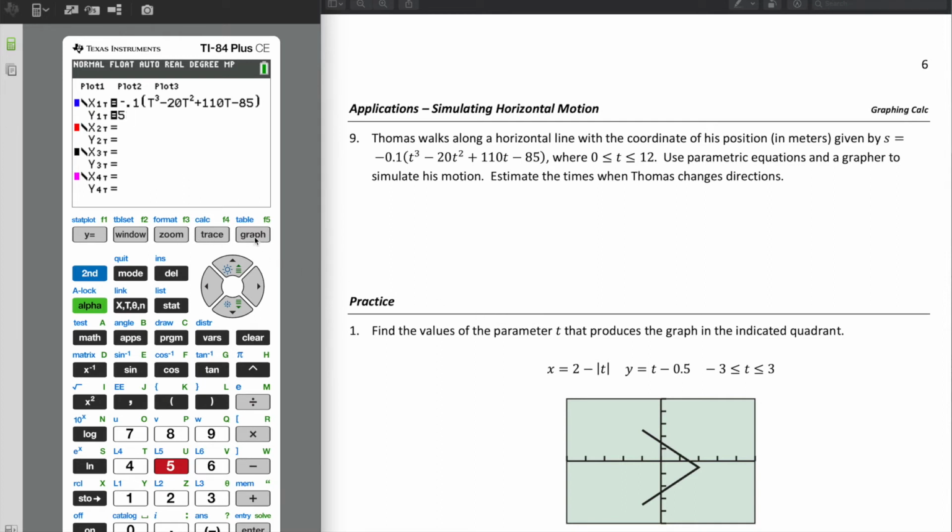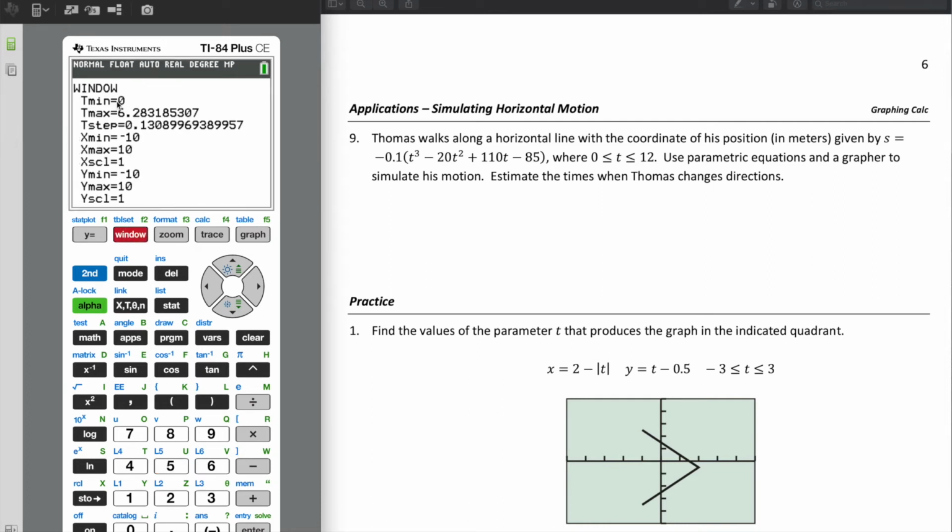So before I hit graph, let's play around with the window a little bit because the window looks different now. We now have t values in addition to x and y mins. So for the t min, I'm going to leave it at 0. And for the max, I'm going to make it 12 because that's what they told me to do here. And for the t step, we're going to play around with this in a little bit. But for now, let's make it 0.1.